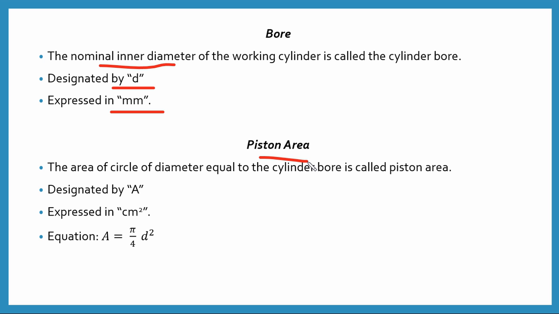This piston area is specifically designated by the letter A, and it is expressed in centimeter square, which looks like cm to the power 2. And the equation to calculate the piston area is A equals pi by 4 d square. From this equation we calculate the piston area. Now coming to the next parameters.